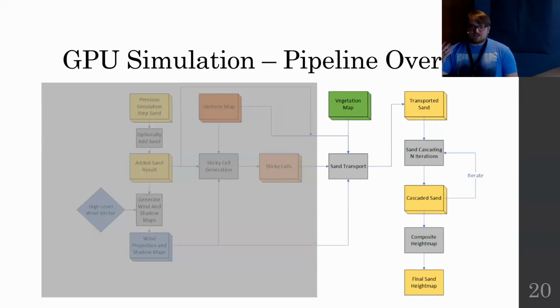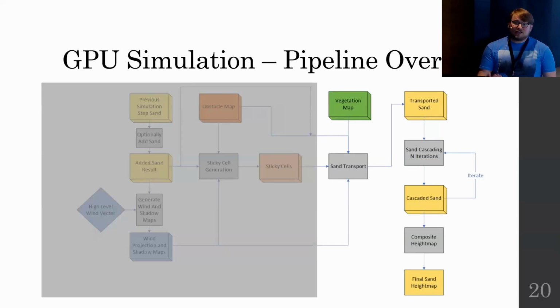And then we transport the sand, and then avalanching is actually handled not in an event-driven manner anymore. It is an iterative manner. I'll talk about why that was necessary in a slide here. And then lastly, we can bake this out and composite it for a height map for real-time rendering.